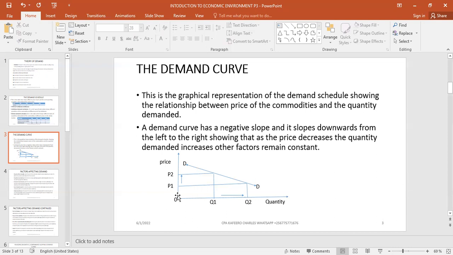As you are seeing here, when the price was OP1, we had a quantity demanded of OQ2, which is a bit higher. But when the price increased, or when the price rose to OP2, the quantity rather reduced to OQ1.